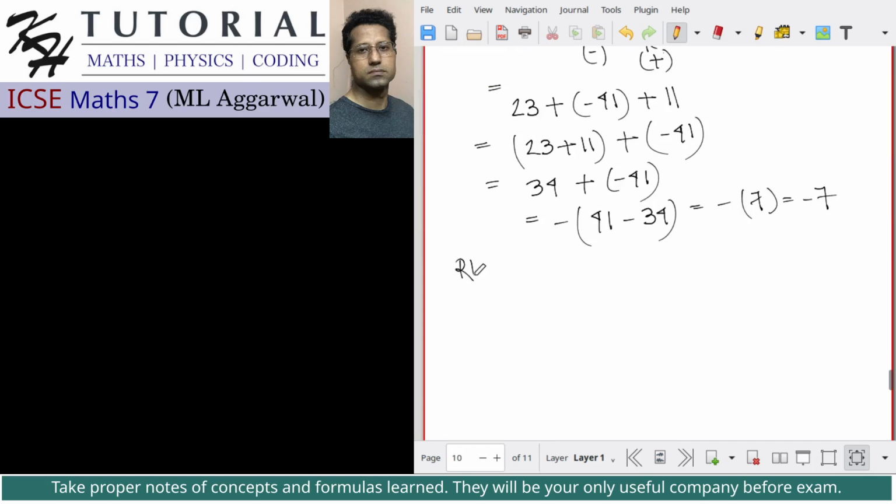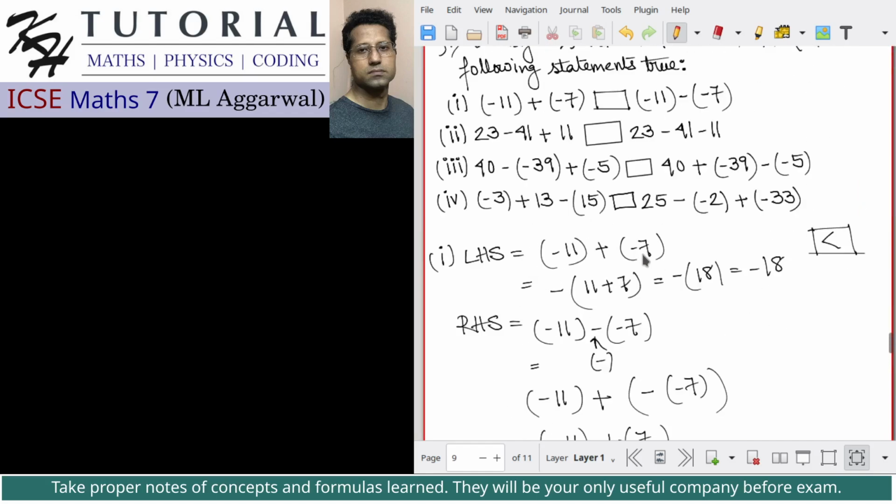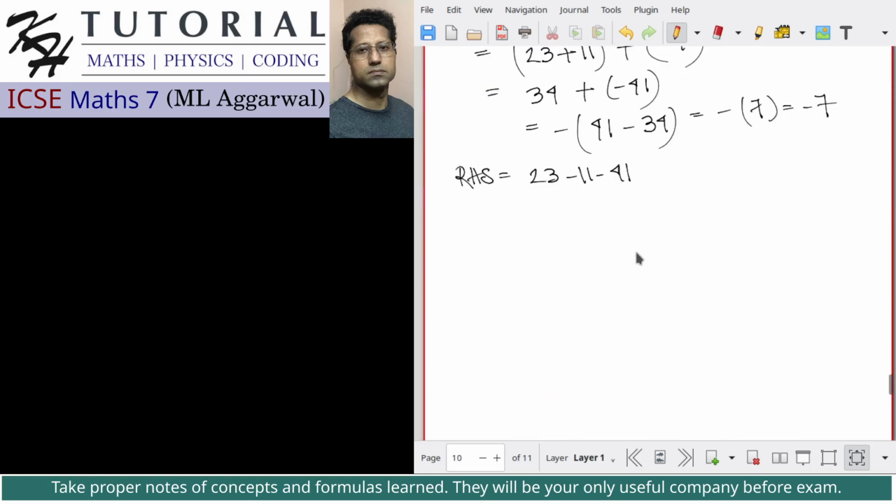RHS is 23 minus 11 minus 41. That is 23 minus 11, 23 minus 41 minus 11. Okay. 23 minus 41 minus 11. So identify the subtraction and the addition operation.